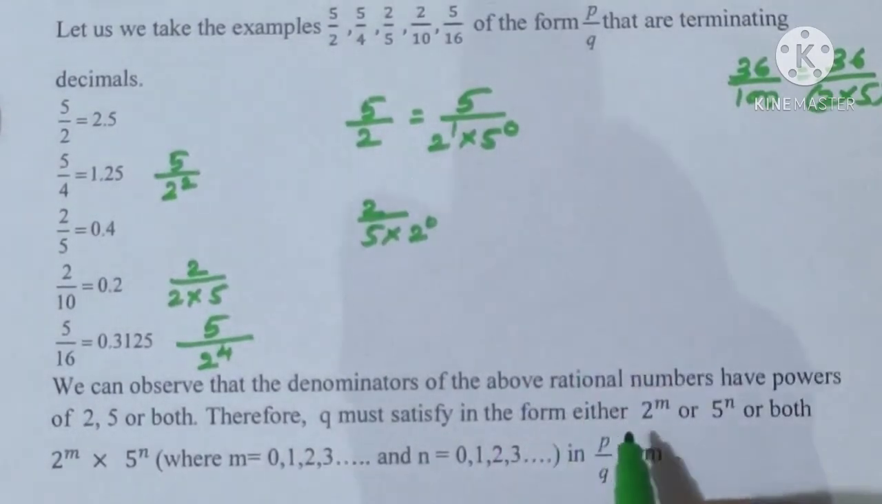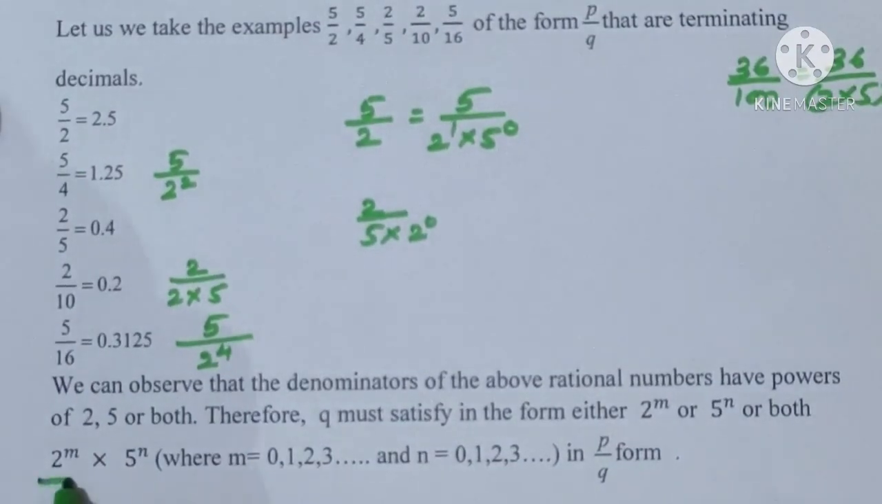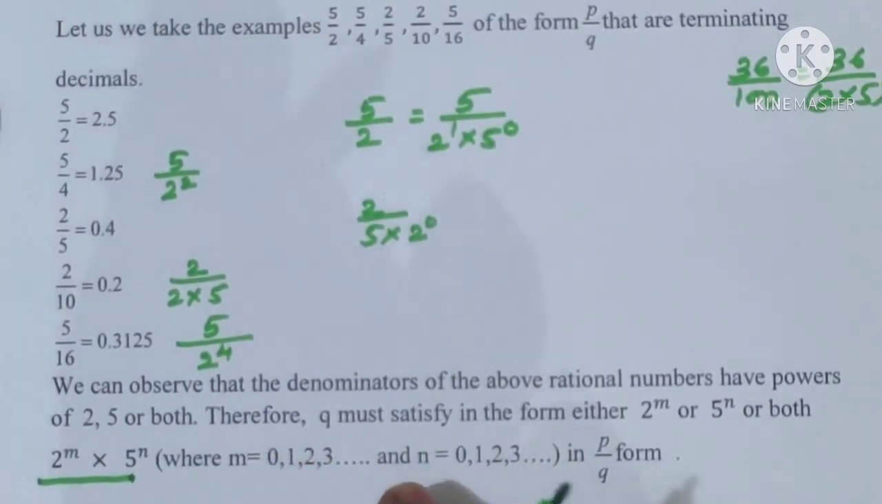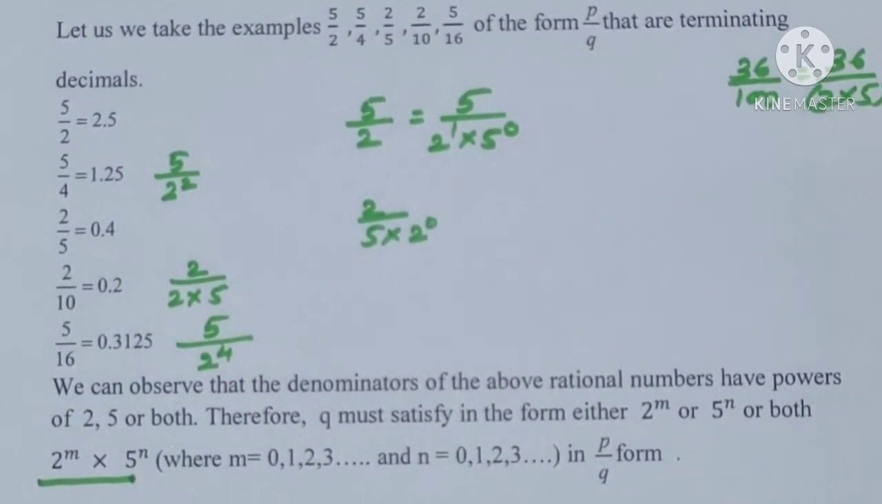So the pattern we are getting is 2 raised to m into 5 raised to n for these types of rational numbers whose decimal expansion is terminating. The powers can take whole number values. This is the pattern we are getting. With this, I am winding up today's class.